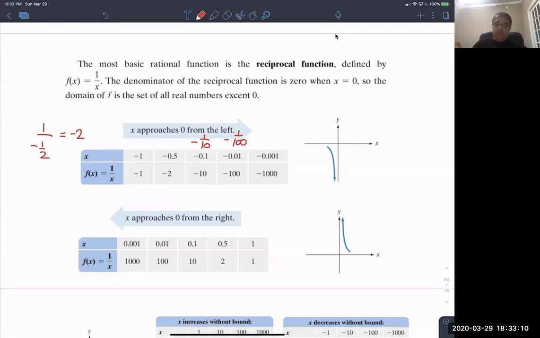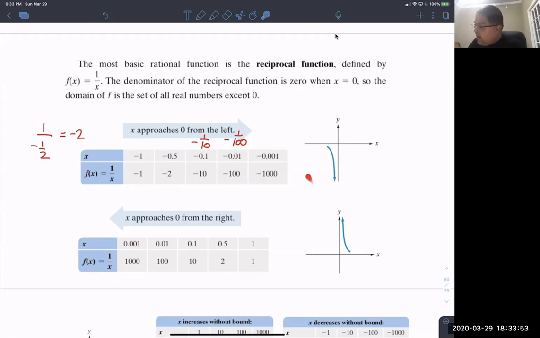Now notice something. What is happening to my f of x as my x is getting closer and closer to 0? Because as you see, -1 is smaller than -0.5, which is smaller than -0.1, which is smaller than -0.01. So these numbers are approaching 0 from the left. So what is happening to my output, my f of x, as my x is getting closer and closer to 0 from the left? Yeah, my f of x is approaching infinity. Well, in this case, -infinity.